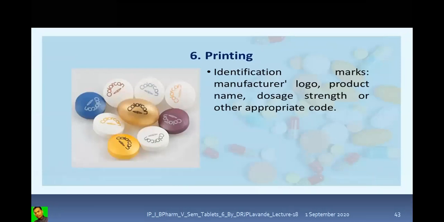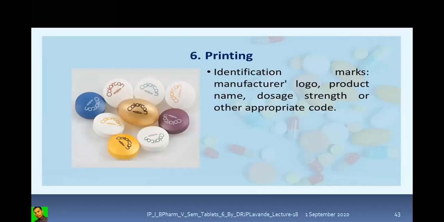So what are the different steps? Sealing, subcoating, smoothing, coloring, polishing, and printing. You can remember all those steps in case of coating of the tablets. The printing will involve the use of edible ink. That edible ink is used because the tablet can be ingested, so we need to go for the use of the edible type of inks.